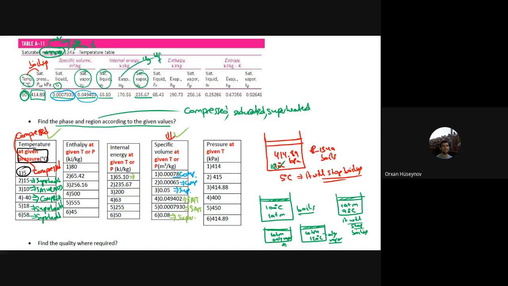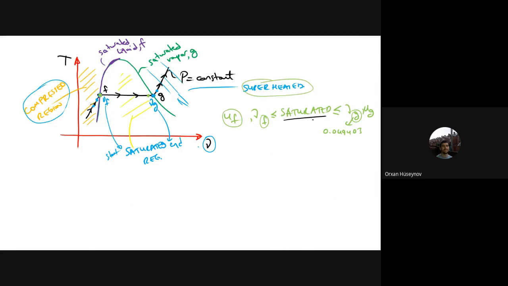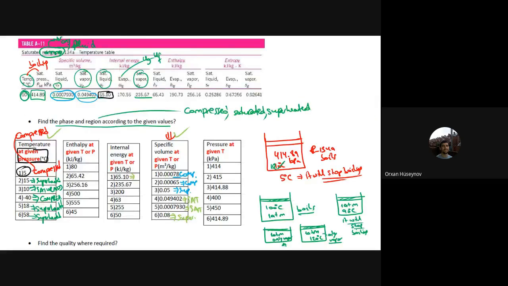The first one is, the people said that it is saturated. There are also superheated people. The first one is 65.10. You see, it is the same as the UF value. If it is the same as the UF value, then you will have the saturated region. This one is saturated.